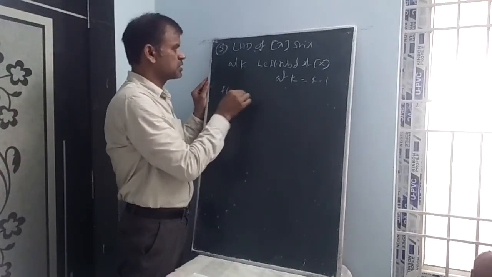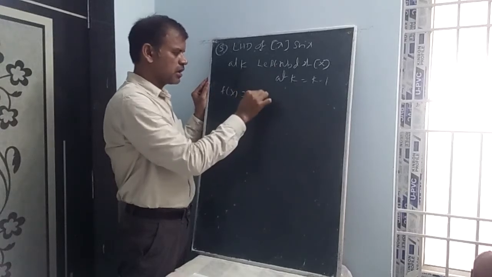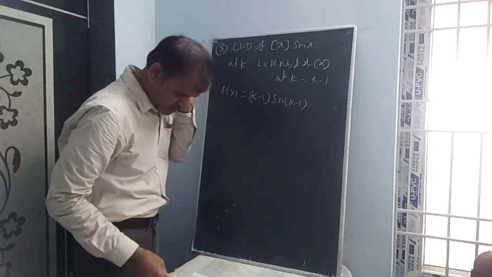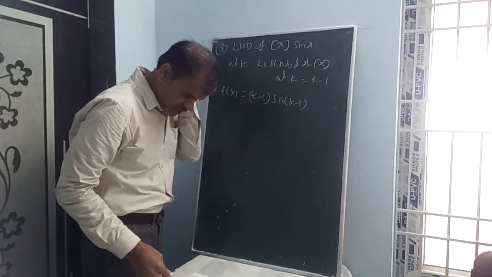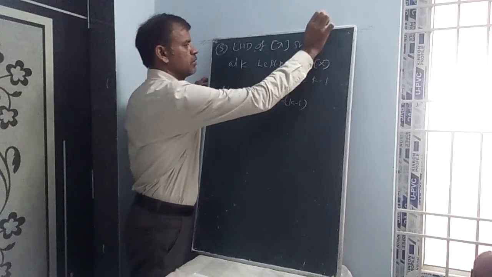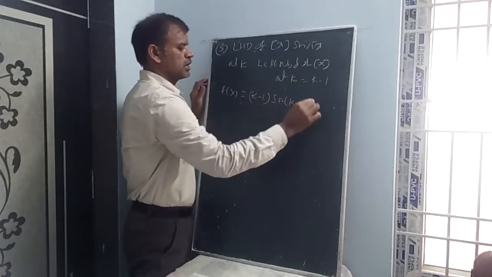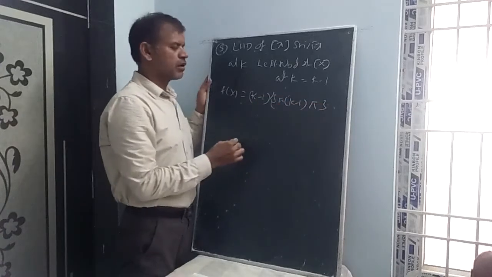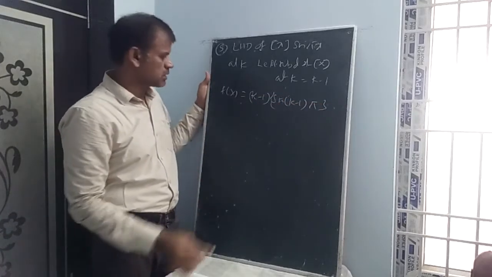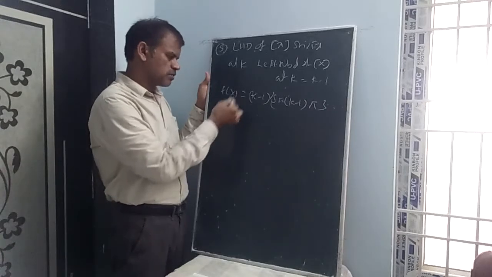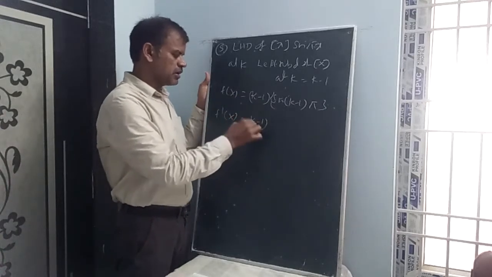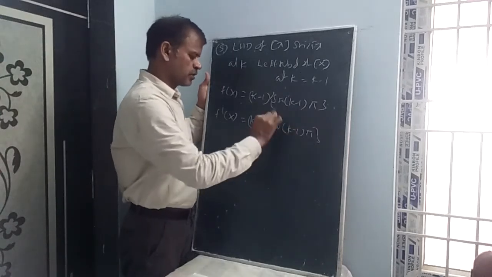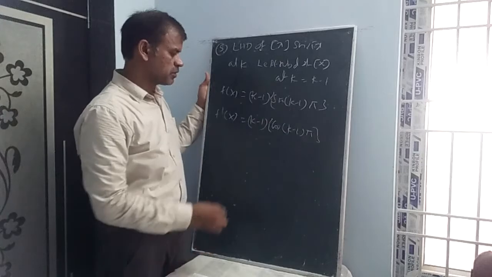So f of x is equal to k minus 1 into sin of k minus 1 into pi x. Okay, very good. What is the derivative of sin x? It is cos x. Now f dash x, simply directly LHD I am writing: k minus 1 into cos of k minus 1 into pi, with internal derivative pi.